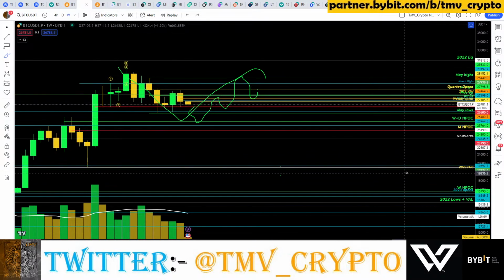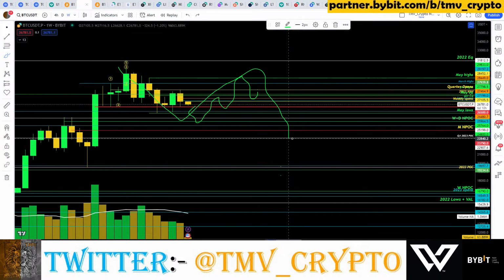It can even go to the 2022 POC for an extended wave 2, but that's fine. For me, the first target for wave 2 would be the Q1 2023 POC. That is exactly where I would like to eye if you're bullish. And then from there, we can literally shoot it up towards 40 to 44,000. So practically, this is the most bullish case that we have, and I don't have any other bullish case.